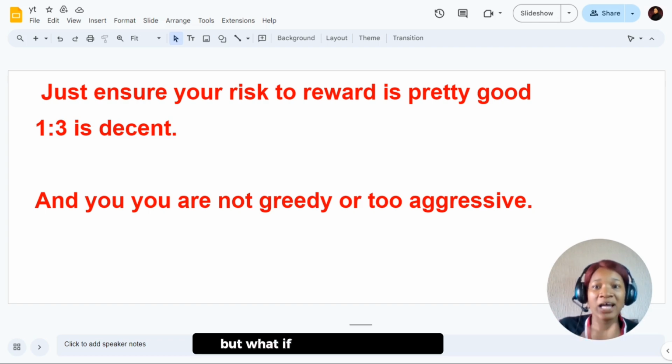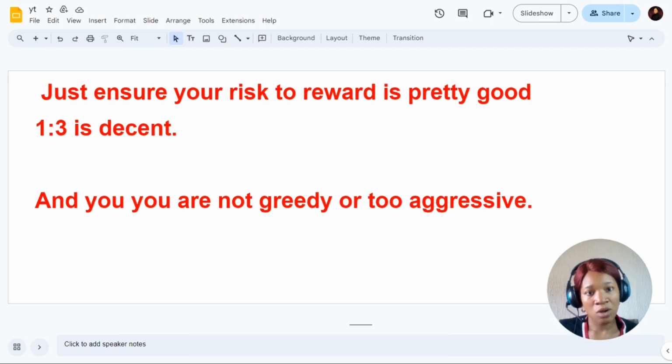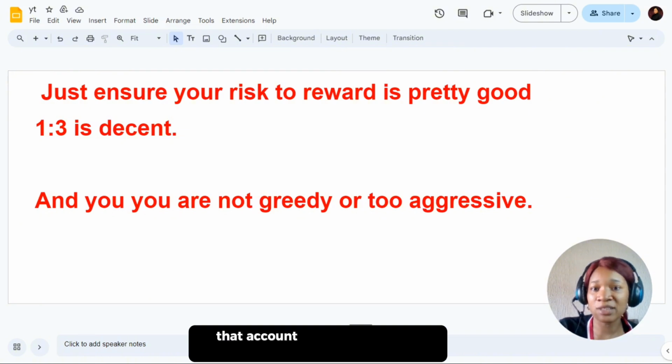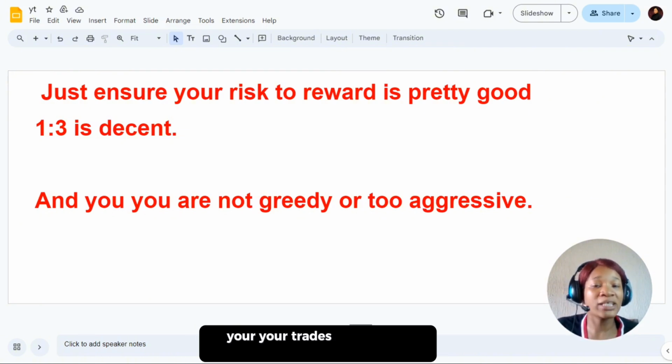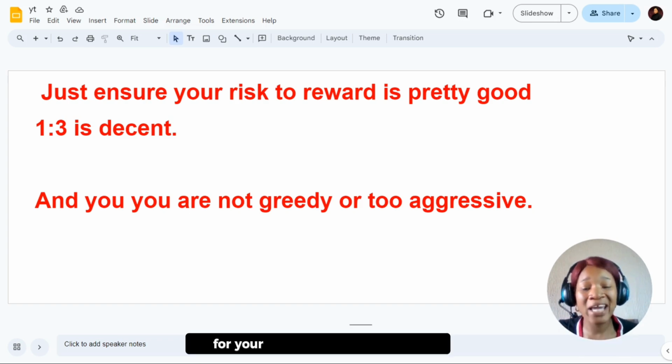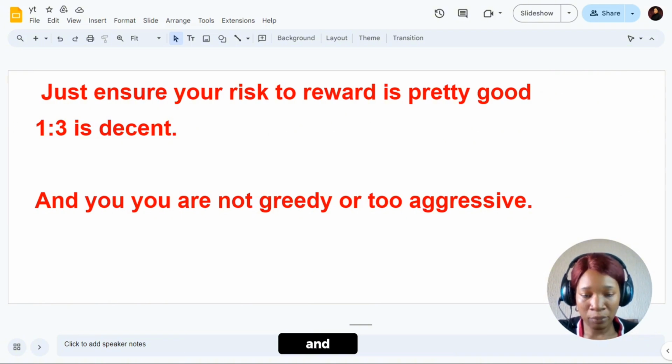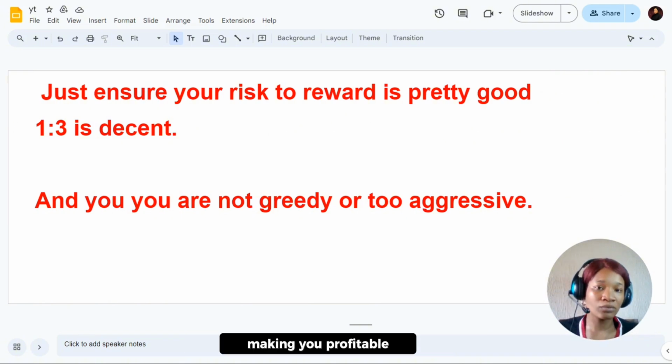But what if when you start out, or when you start trading that account that you have just recently funded, your trades don't go as planned? All right, risk management is what helps you to keep that account long enough for your edge to start playing out and making you profitable.